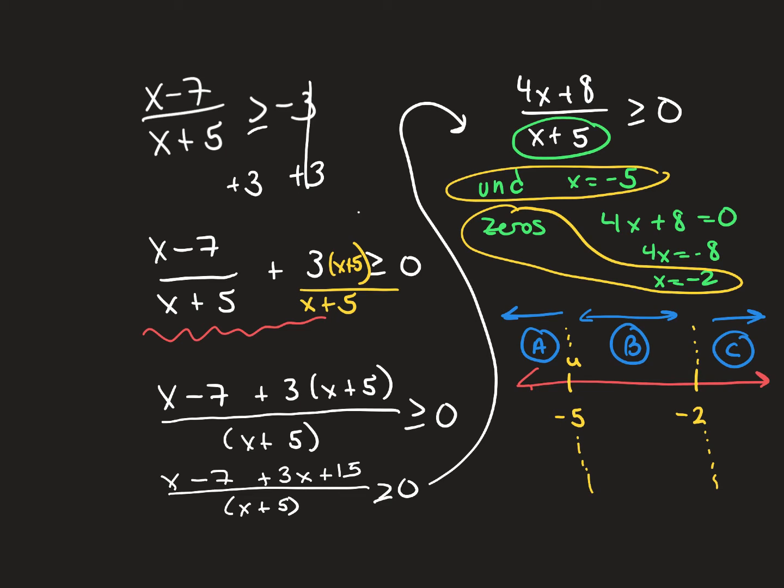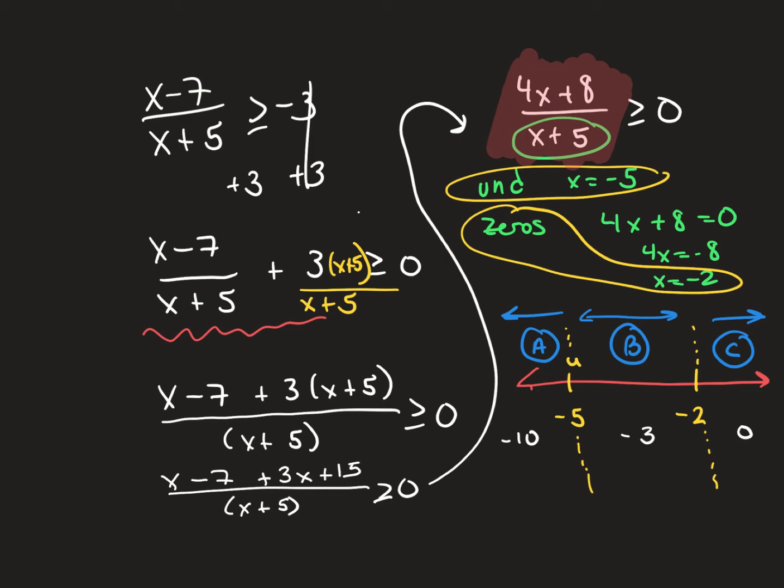The idea is I want to pick one number in each region. So I want to pick any number that's less than negative 5, maybe I pick negative 10. Then I pick any number that is between negative 5 and negative 2, maybe I pick negative 3. And then I pick any number that's bigger than negative 2, let's say I pick 0. So now the goal is to plug those into this function, 4x plus 8 over x plus 5, and I just want to see if it gives me a negative or a positive number.